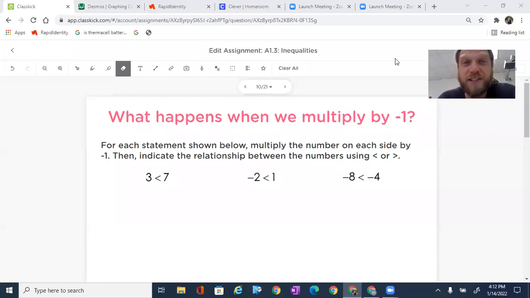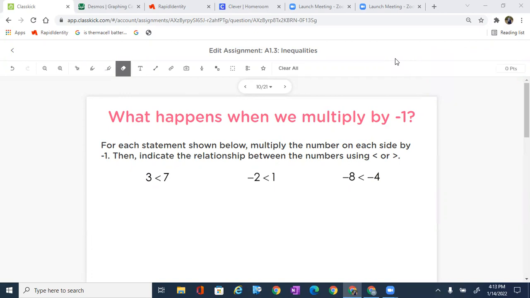All right, y'all, I get this question all the time. Why in the world do you flip the inequality when you multiply by a negative? And why don't you flip it when you divide by a positive or multiply by a positive? So let's go ahead and take a peek at that.